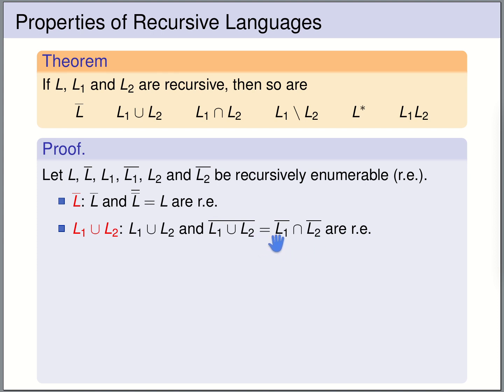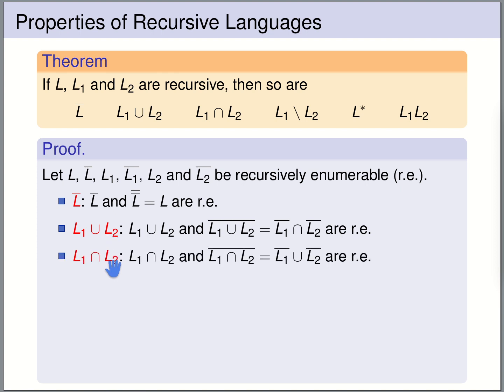So this is the same as saying that we take the intersection of the complement of L1 and the complement of L2. By assumption, the complement of L1 is recursively enumerable, likewise the complement of L2, and we know that recursively enumerable languages are preserved by intersection. So that means that the intersection of these two complements is recursively enumerable, so the complement of the union is recursively enumerable. As a consequence, the union of L1 and L2 is recursive.